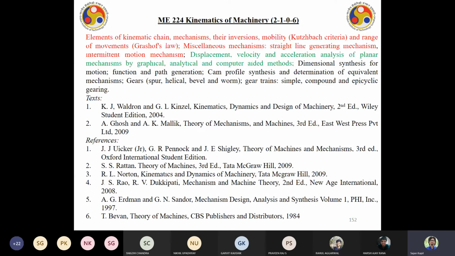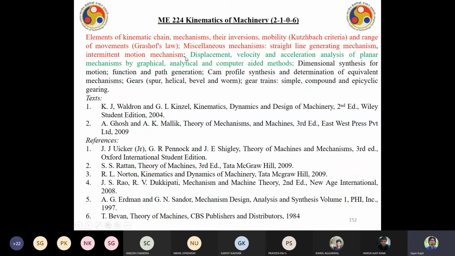Okay, so this completes module 1. Now I'll just summarize what we have discussed in this module. We have discussed the elements of a kinematic chain. We have also discussed mechanisms and their inversions. You know what inversion is. You also know the mobility criteria, Kutzbach criteria, and range of movements. You know about the Grashof law now. We have also discussed miscellaneous mechanisms like straight line generating mechanisms and intermittent motion mechanisms.